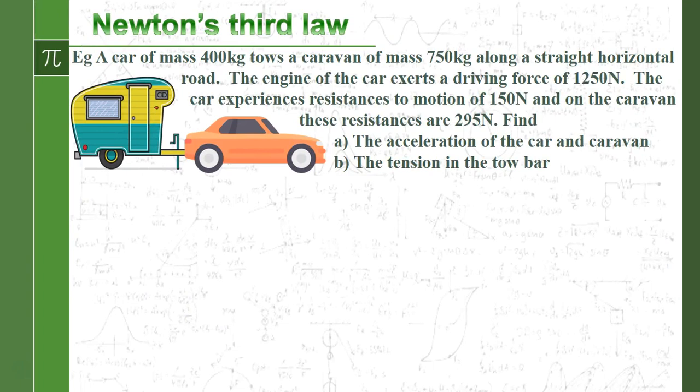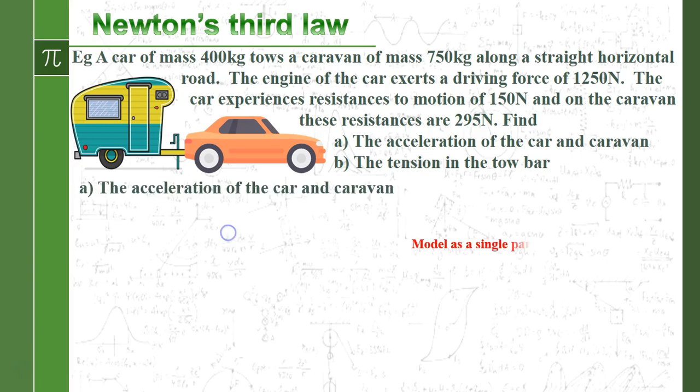So let's have a look at an example where we're going to do just that. We've got the car, mass 400 kilograms, towing a caravan. We've got a driving force, and exactly the same as on the previous slide, a resistance to motion. We've got a resistance to motion on the caravan, 150 newtons, and a separate one on the car. First of all, it says find the acceleration of the car and the caravan. So car and caravan all in together, I'm going to treat them as a single particle.